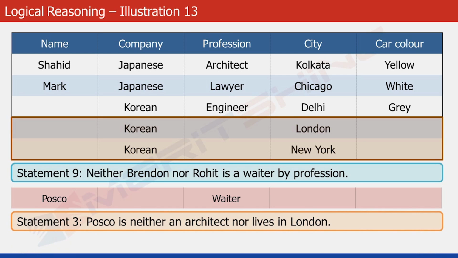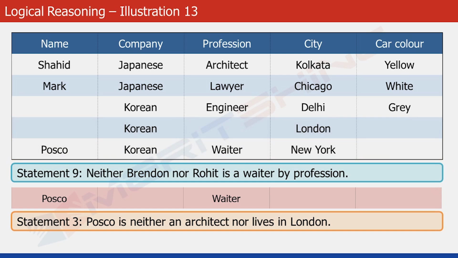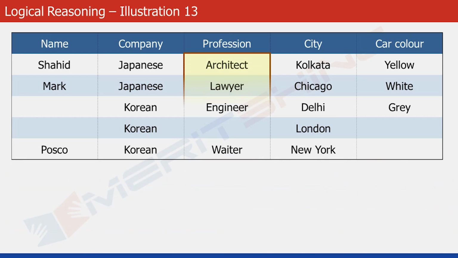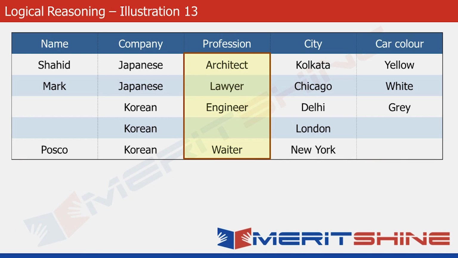This statement tells us that Bosco doesn't live in London. It means that Bosco cannot be placed in the fourth row because the person who occupies the fourth row has to be staying in London. It means that this Bosco waiter block has to be fitted in the last row of the table. This one. So let's adjust it here. Now look at the third column, that's profession. There's just one vacant cell in this column now, the fourth one. And the only profession left to be placed in the table is doctor. So it's obvious now that this person is a doctor.